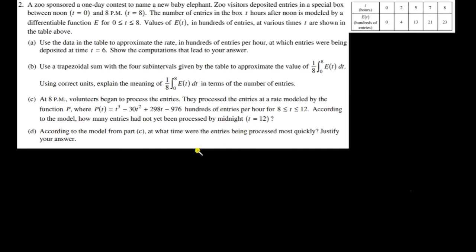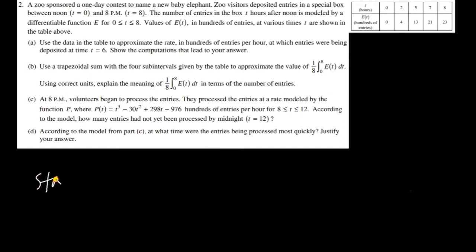Okay, so for this question, we're going to have to look at, first of all, how many entries there were at time t equals 8, right? Because the visitors dropped entries between t equals 0 and t equals 8, and at the very end of all that, at t equals 8, how many entries were there? Well, that's simply going to be E of 8, right? Because E of t tells us how many entries are in the box. At t equals 8, there seem to be 2,300 entries in the box, okay? So that's how much they're starting with. At time t equals 8, they have 2,300 entries that they need to process.